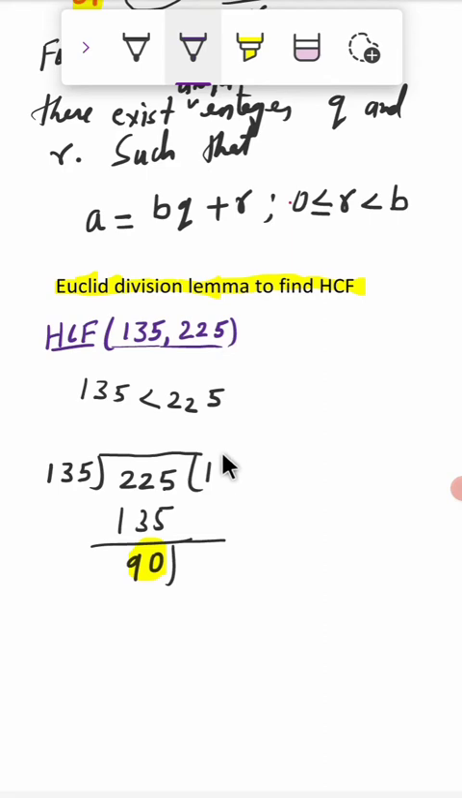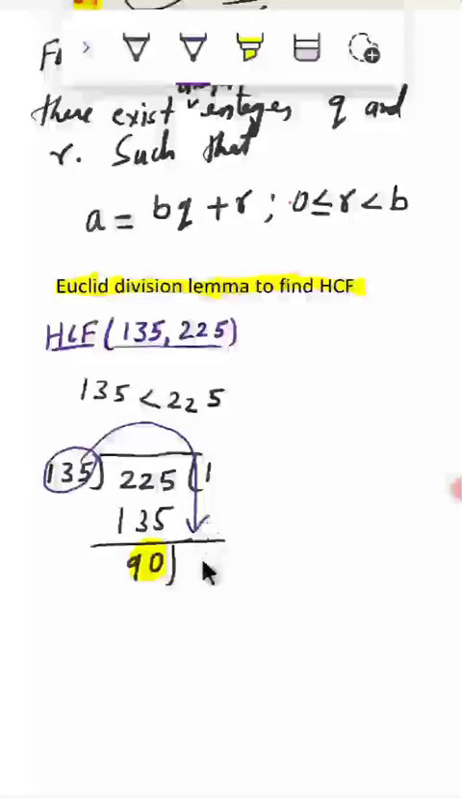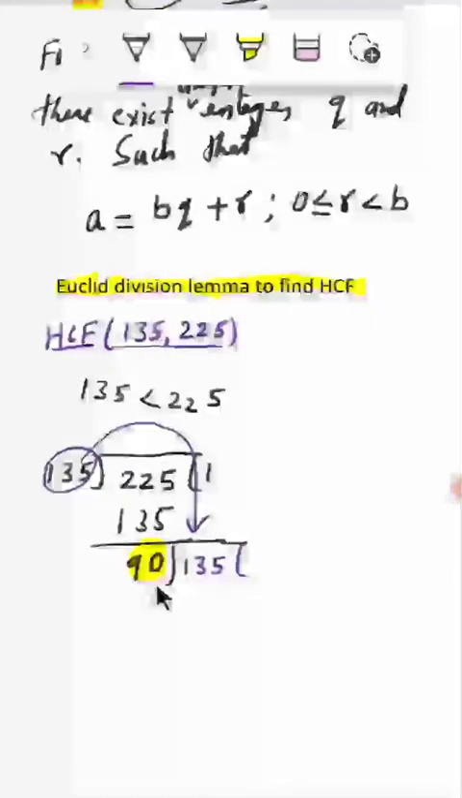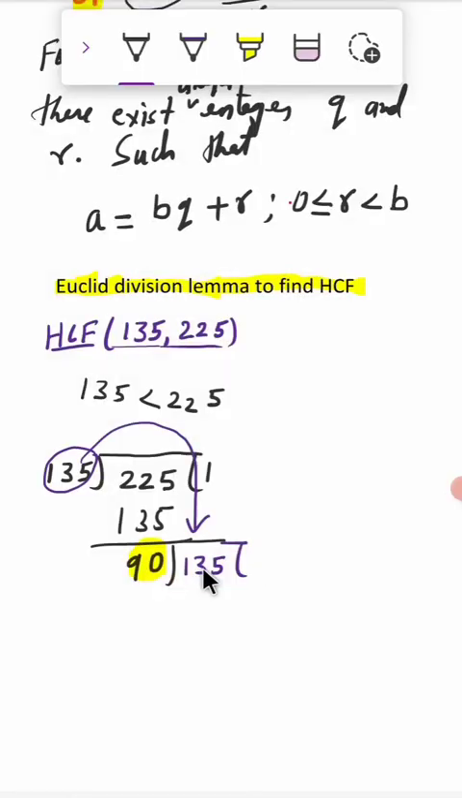Now what is next? In the first step we have divided the 225 by the 135. So now our 135 will be the dividend, and our last remainder, that means 90, will become the divisor. Now we are going to read the table of 90 to bring the 135. So we will take 90 1s are 90, 90 2s are 180. So I am taking here 1s are 90.